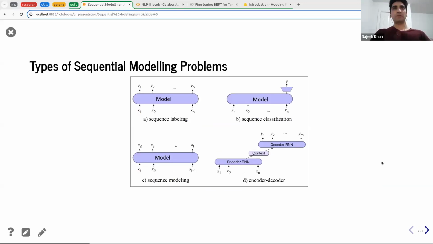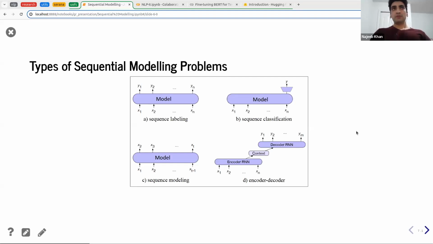Today we will be looking at some of these problems in more detail. But last time we did one of the problems, which was given a sequence of tokens or text, we were classifying it into one of the classes. So at the end of the lecture, we did tweet classification, where a tweet was a sequence of words or tokens, and then we were classifying them into whether it's a tweet corresponding to a disaster or it's not a tweet about a disaster.